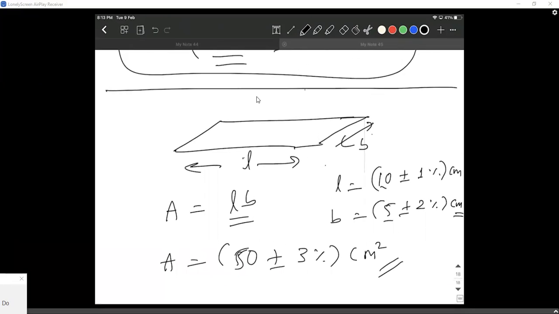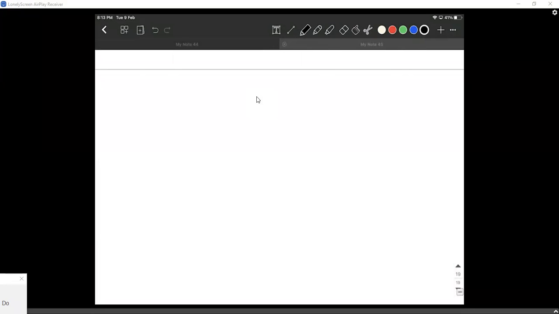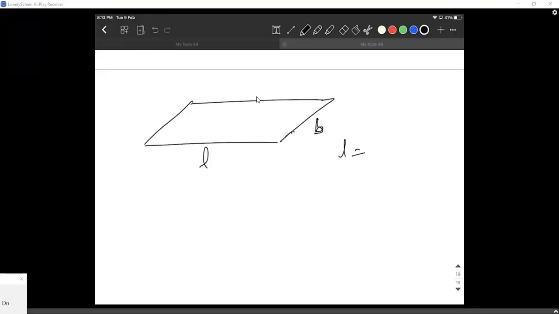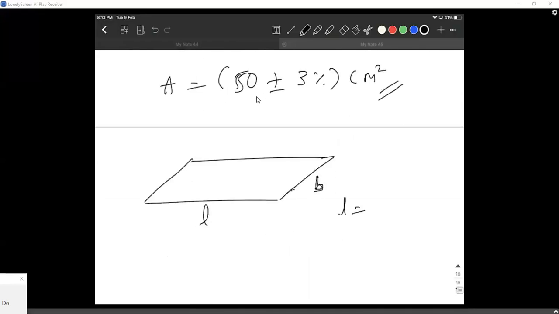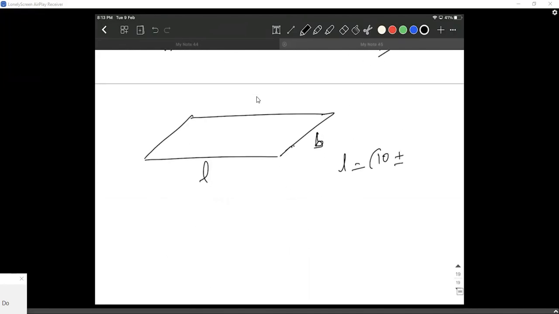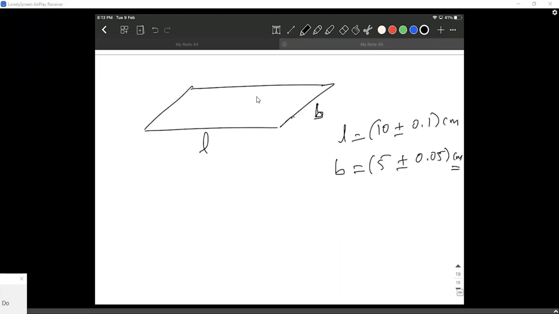Now, sometimes there are cases where they don't give the percentage errors, they directly give the errors. Take the same example, the length into breadth of this rectangular plate. They don't mention the percentage error, they directly mention the error like 10 plus or minus 0.1 centimeters. Breadth is 5 plus or minus 0.05 centimeters. Let's say somebody gave it like this. So now you have to convert this into percentage and this into percentage.